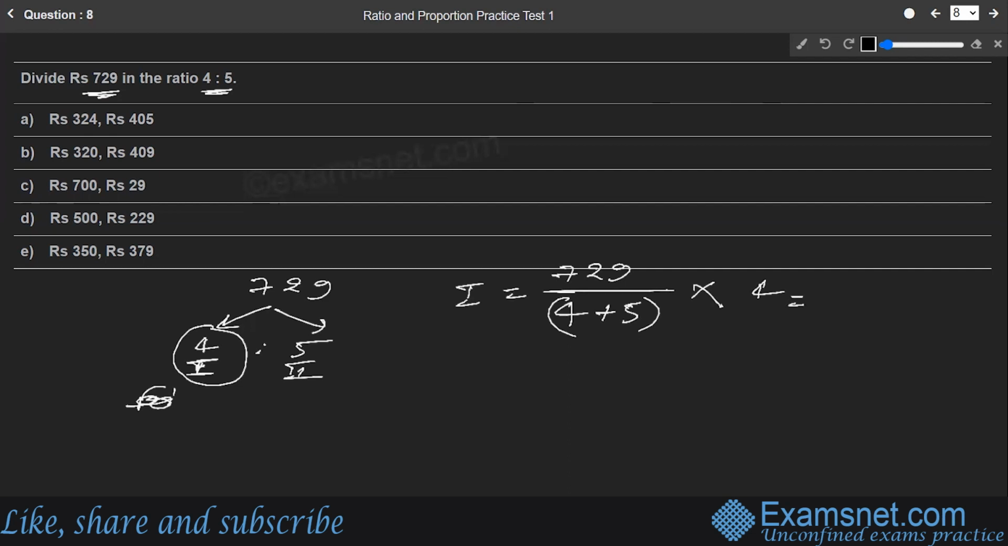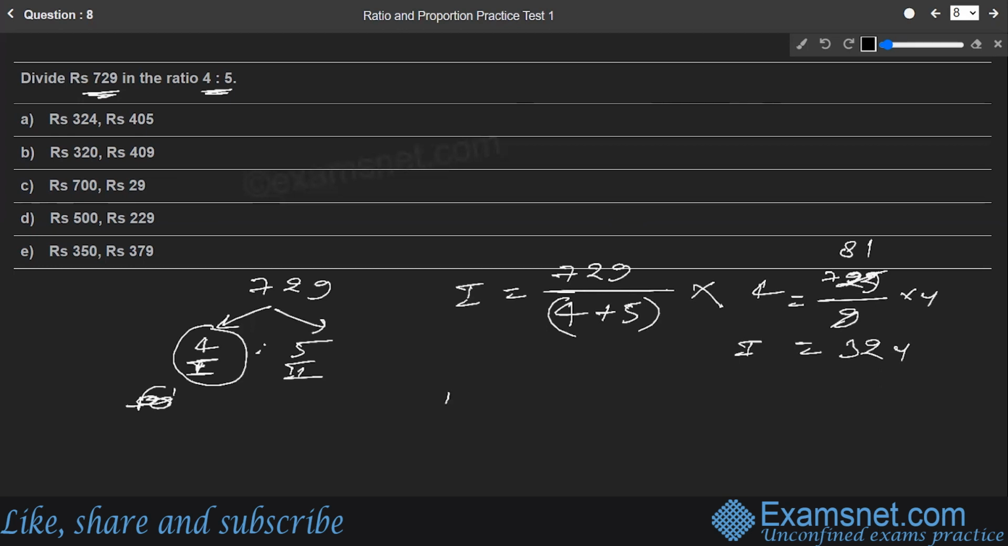Okay, how much is this? If we solve this, this is going to be 729 divided by 9 into 4. 9 divides 729 to give 81. So 81 into 4 we have to calculate. That is nothing but 324. So the first part becomes 324.